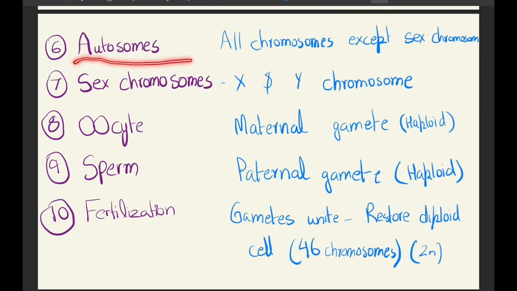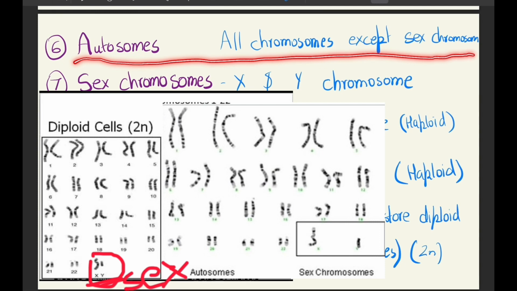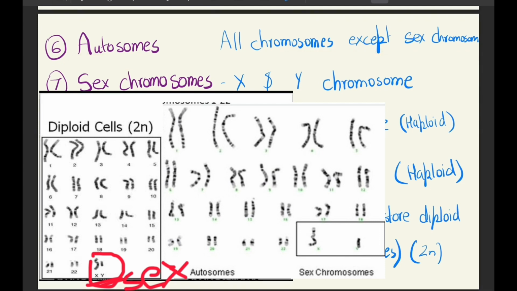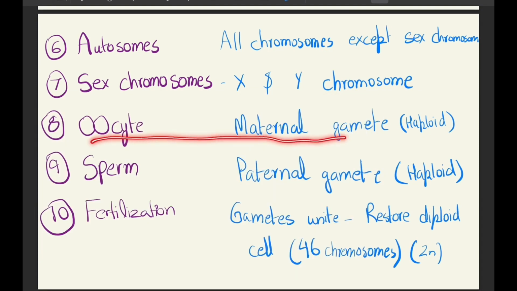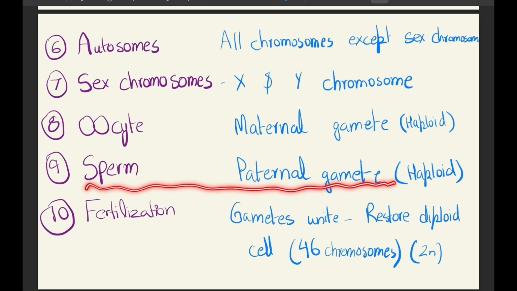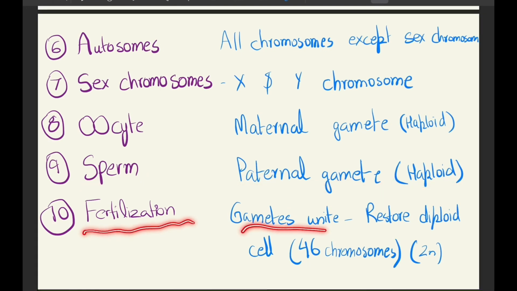Next we have the definition of autosomes, all chromosomes except sex chromosomes. And sex chromosomes are the X and Y chromosomes. The oocyte is the maternal gamete, it is haploid. Sperm, the paternal gamete from the father, is haploid. Fertilization: gametes unite and restore the diploid cell, which is 46 chromosomes, 2n, from haploid and haploid.